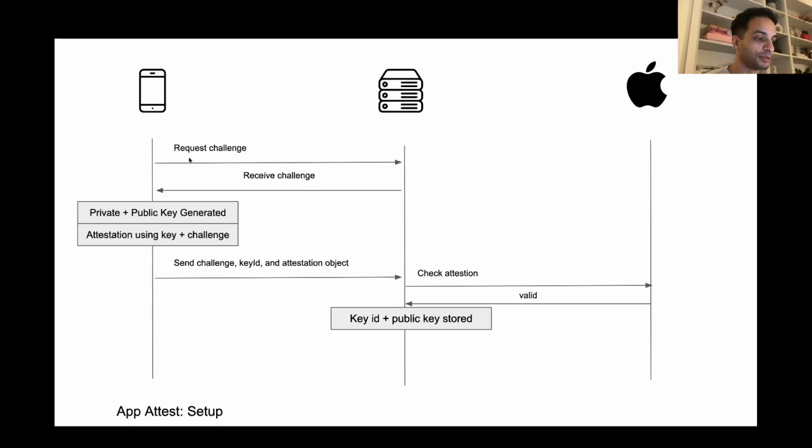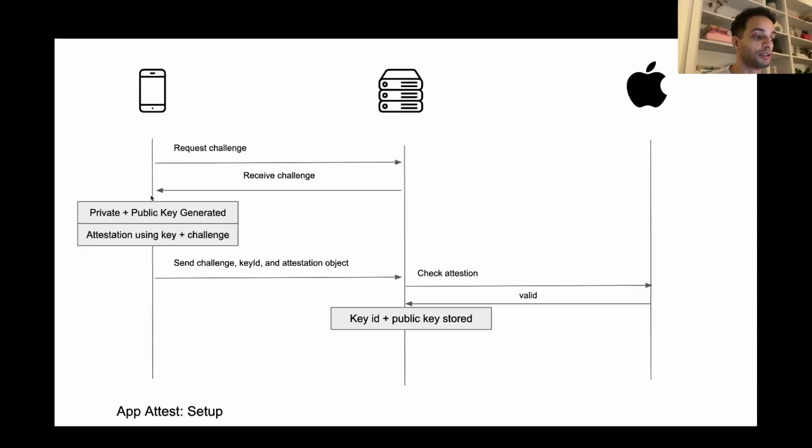So when the user opens the app for the first time, we sign them up for App Attest. What that means is that as soon as the app opens for the first time, it will do the setup. And when it does the setup, it's going to request a challenge from the server. And by challenge, I mean just a random string.